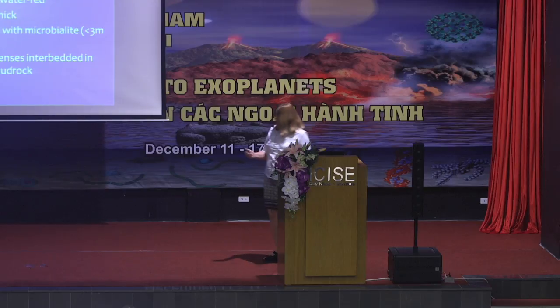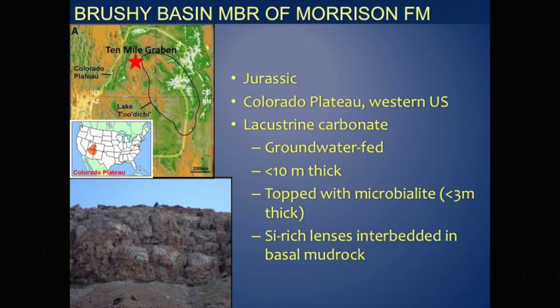My study area is in the western United States at a place called Ten Mile Graben. The Morrison Formation is a Jurassic siliciclastic, fluvio-lacustrine unit overall. There's this Lake T'oo'dichi', which is an alkaline saline lake in the upper part of the Brushy Basin, that I'm not working on.